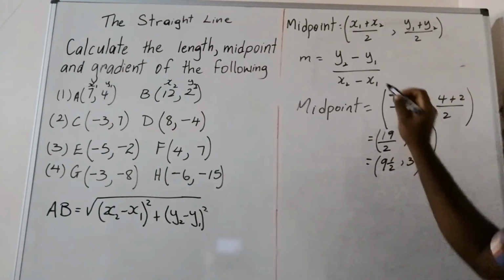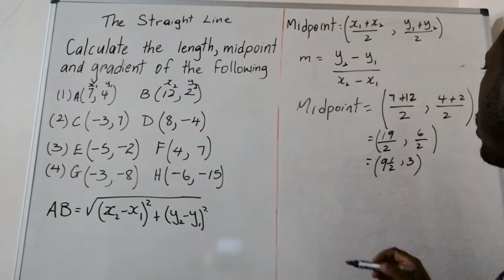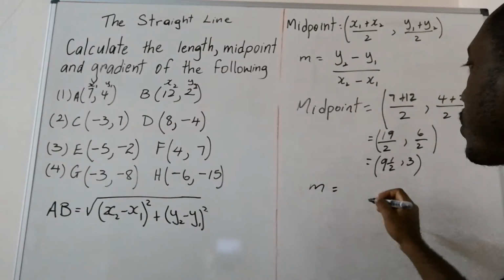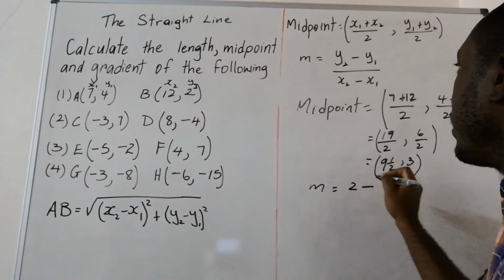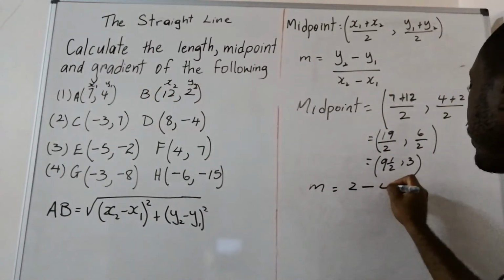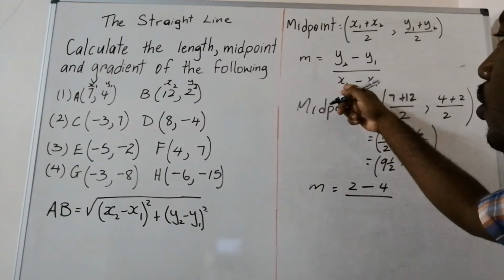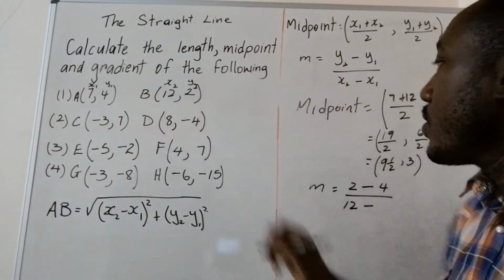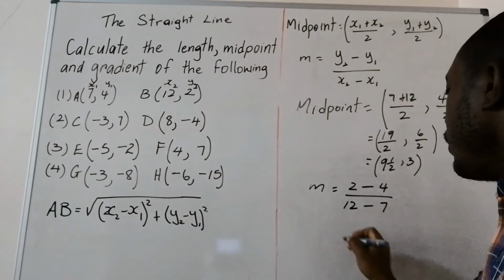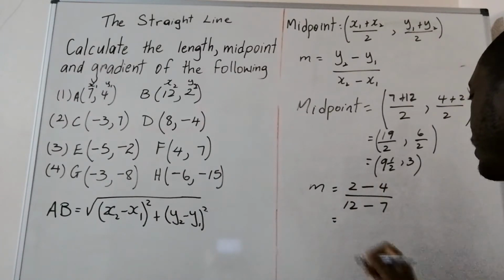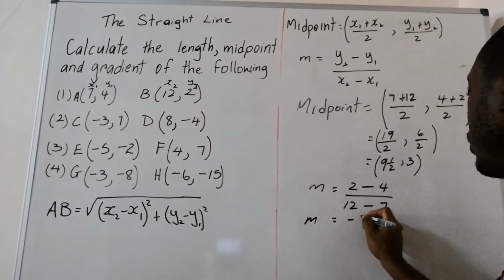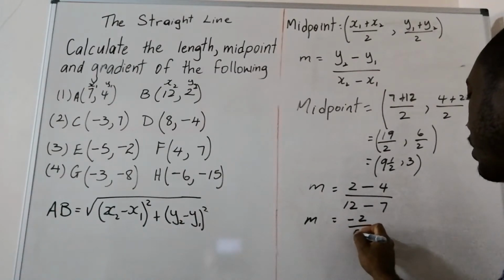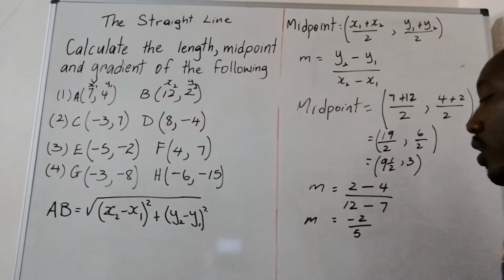So now we have to find our gradient. The gradient is given by y2 minus y1 over x2 minus x1. So let's substitute our values there. y2 is 2, take y1, which is 4, over x2, which is 12, take x1, which is 7. When we reduce that, 2 take 4 will give us negative 2, and 12 take 7 will give us 5. So the gradient of this line is negative 2 over 5.